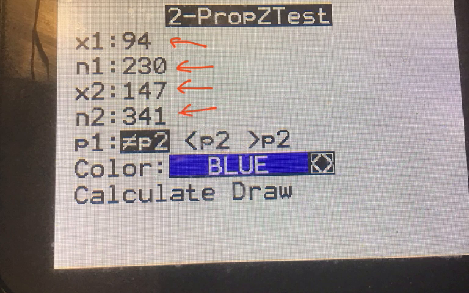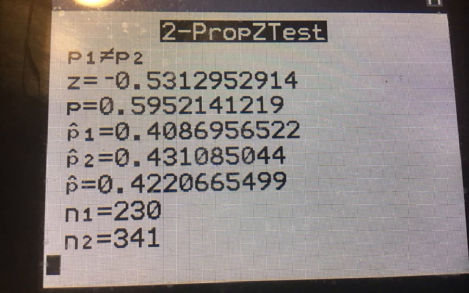Now here's the key thing. Notice we were not suspecting whether one was better than the other, right? So therefore we're going to select not equals. And then we're going to calculate. So it was a two-sided test because we didn't know if one was less than or greater than the other ahead of time, right? And here's our results, guys.